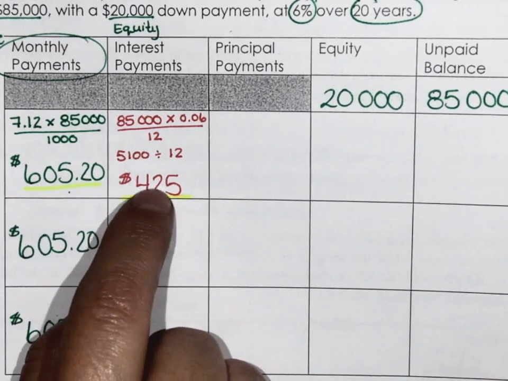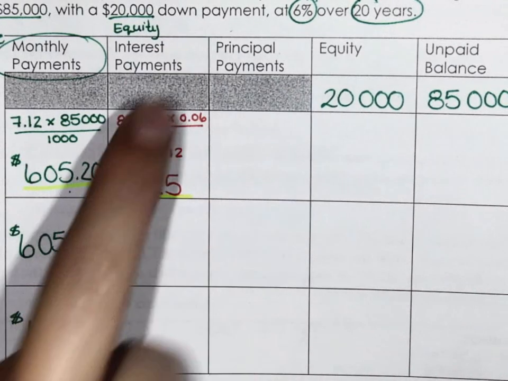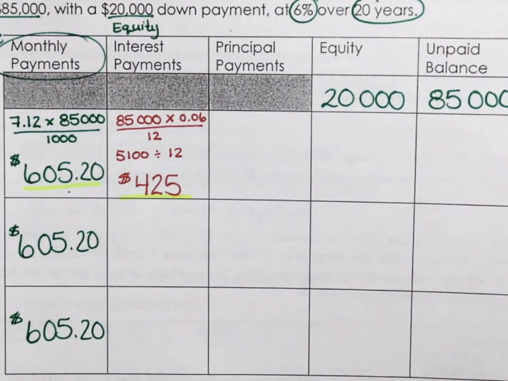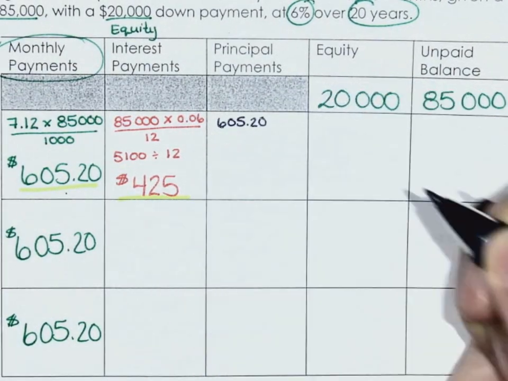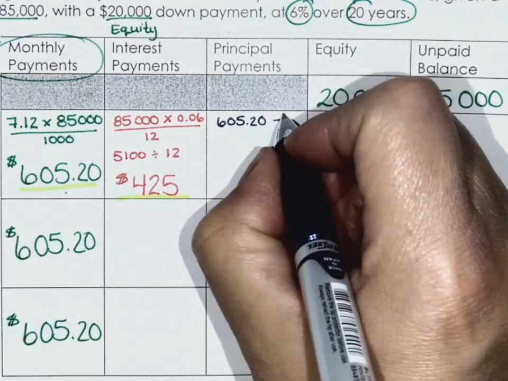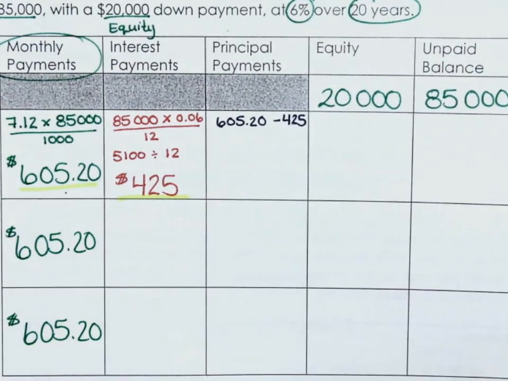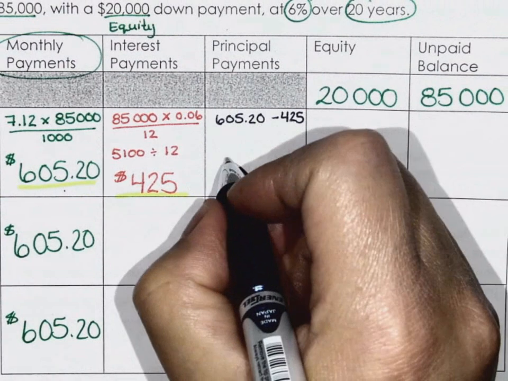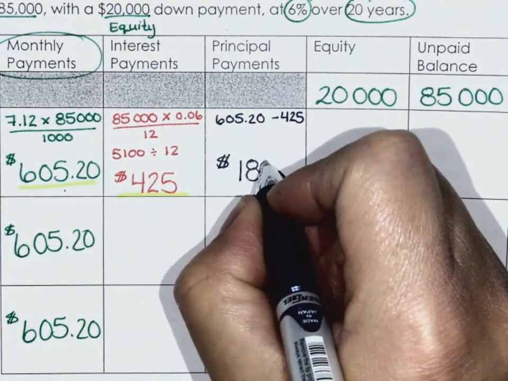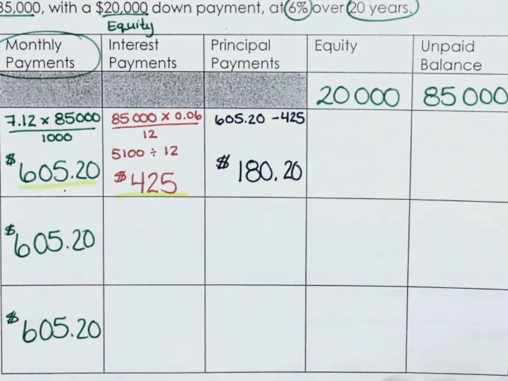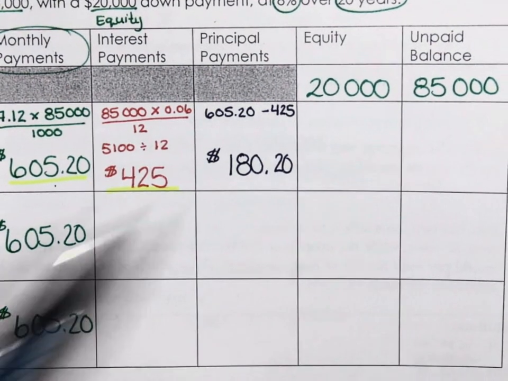So of that $605.20, $425 is going towards the interest. So that's what you're paying the bank for loaning you the money. Okay, so to figure out what you've done on your principal payment, you're going to take your $605.20 and you're going to subtract the interest from it. And you have paid $180 in the first month and 20 cents towards paying off that $85,000.